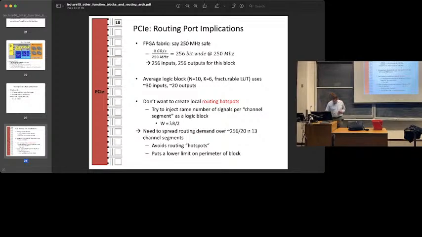We basically spread its inputs and outputs out over many horizontal routing channels and many pieces of vertical routing channel, so it doesn't present a local routing hotspot. This is another constraint for hard blocks. If you have a lot of inputs and outputs, it puts a minimum size or minimum perimeter on how you hook up to the programmable routing. Does that make sense? In the PCI Express case, it's okay, because the block itself is big enough and valuable enough that spreading it out over this many channels is okay.